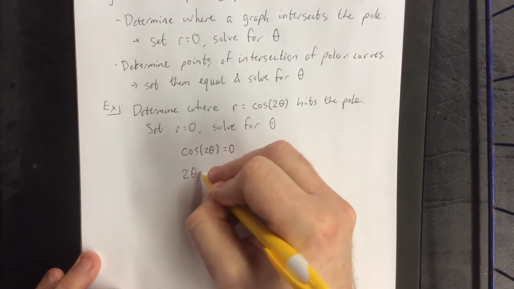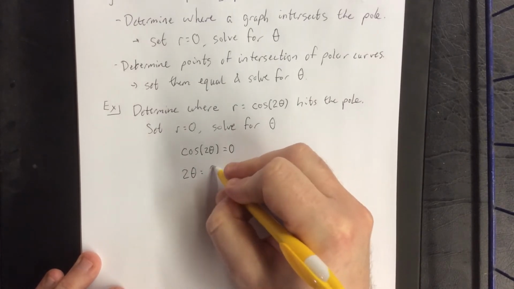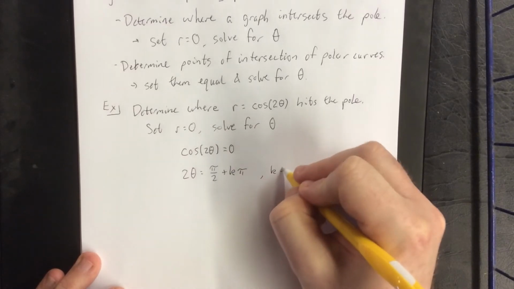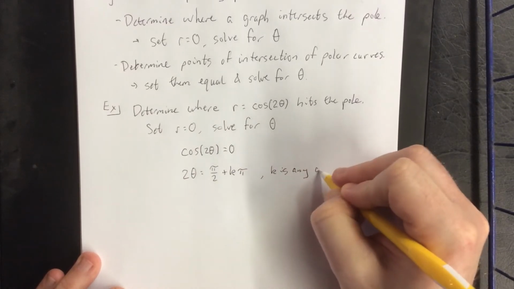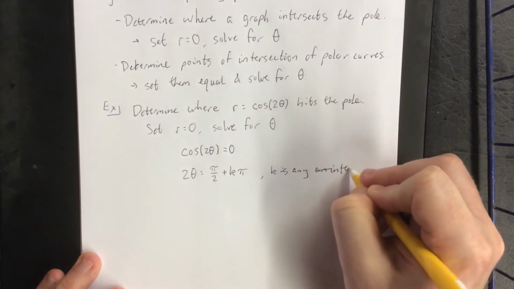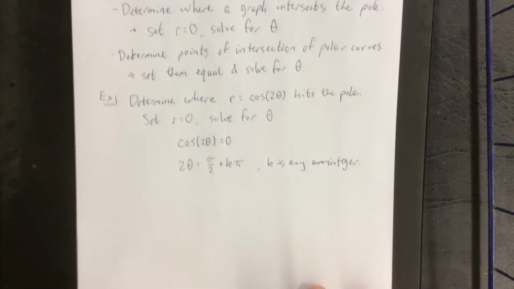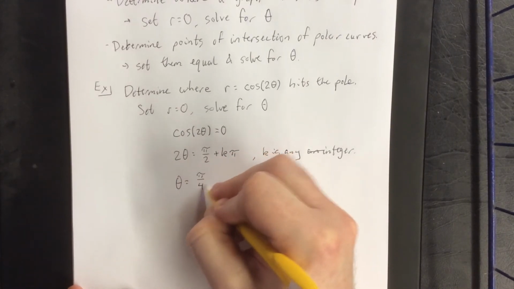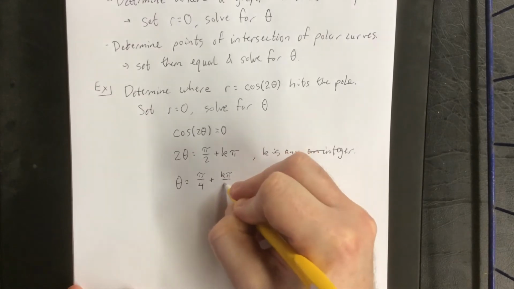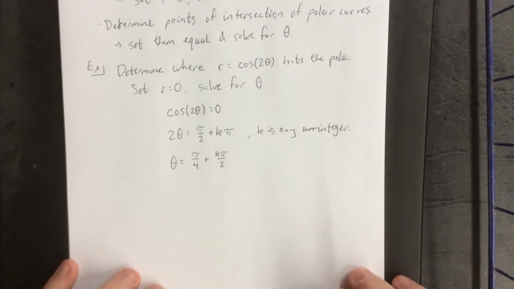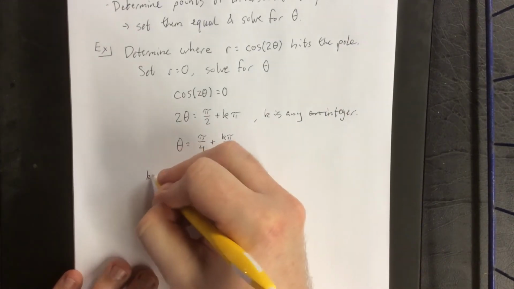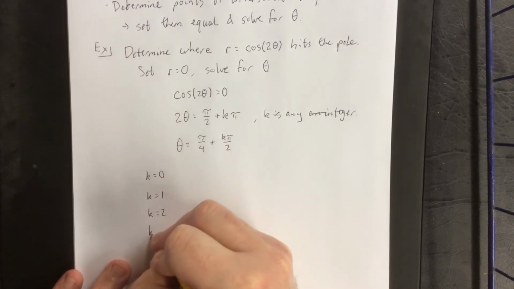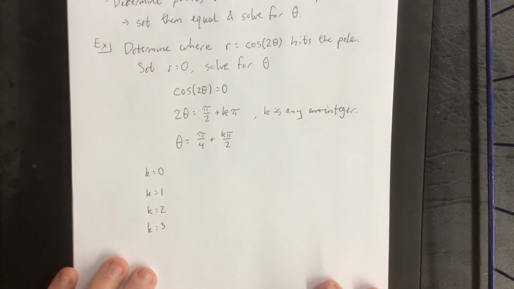So what we're saying is that 2 theta would be equal to pi over 2 plus some multiple of pi, where k is any integer. To finish solving for theta, we divide both sides by 2. We'll get pi over 4 plus k pi over 2. Now, as we start plugging in values of k, we're going to find that there are 4 valid values of k that are going to produce something that is within the given interval.